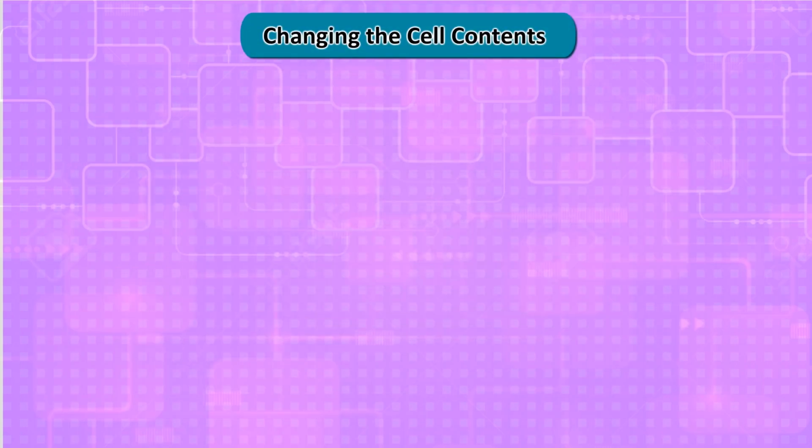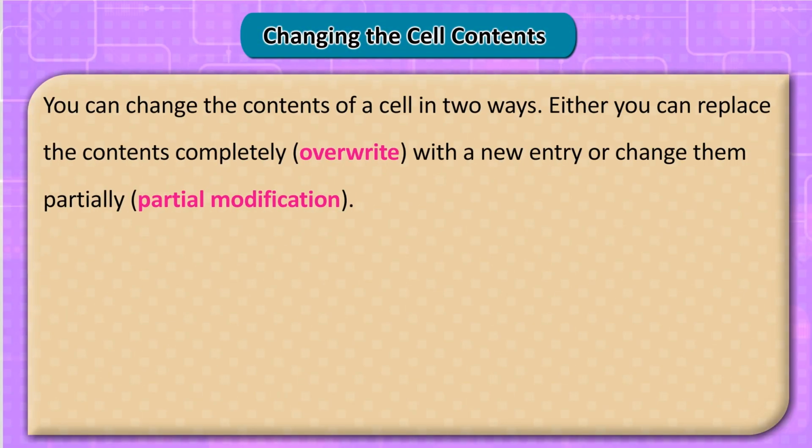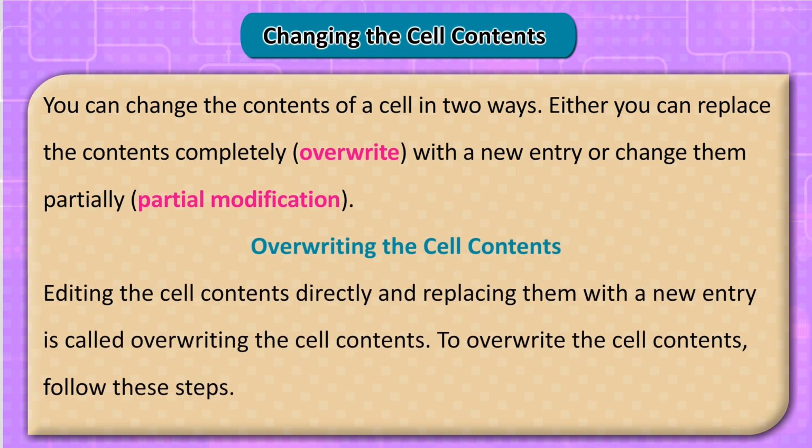Changing the cell contents. You can change the contents of a cell in two ways. Either you can replace the contents completely, overwrite with a new entry, or change them partially, partial modification. Overwriting the cell contents. Editing the cell contents directly and replacing them with a new entry is called overwriting the cell contents. To overwrite the cell contents, follow these steps.